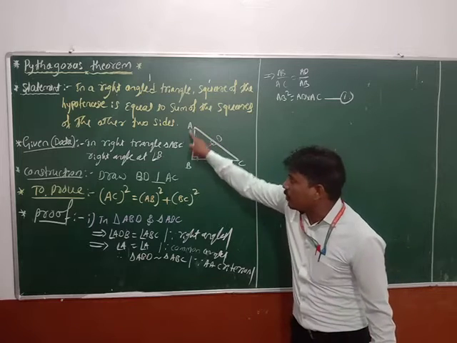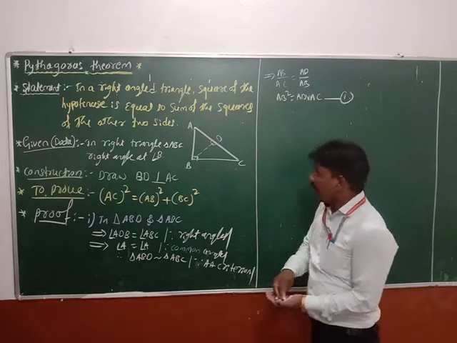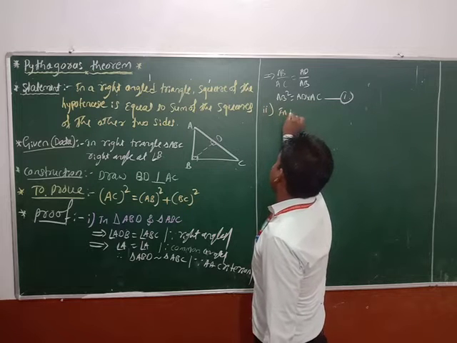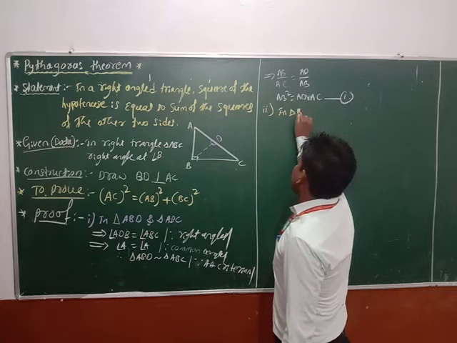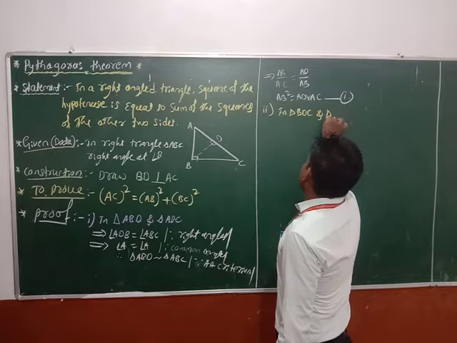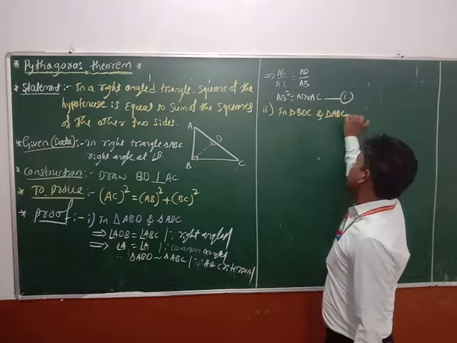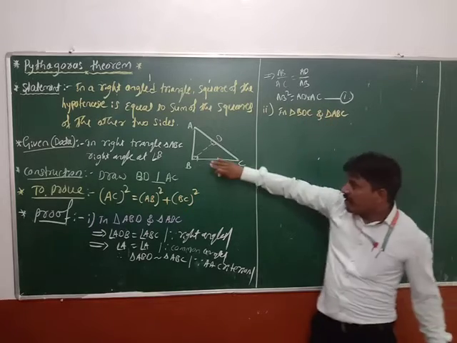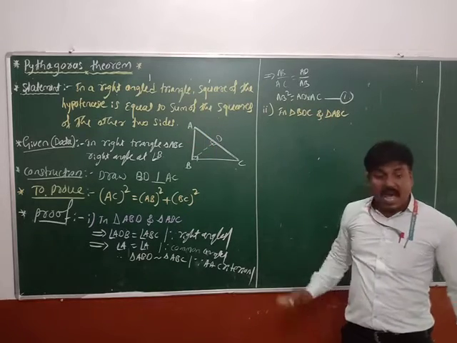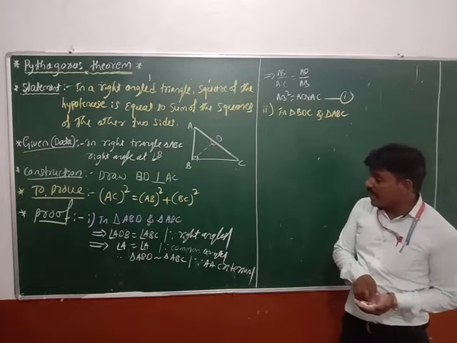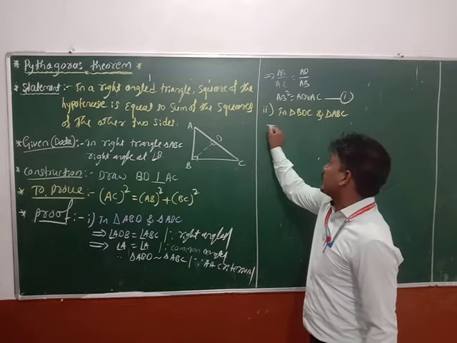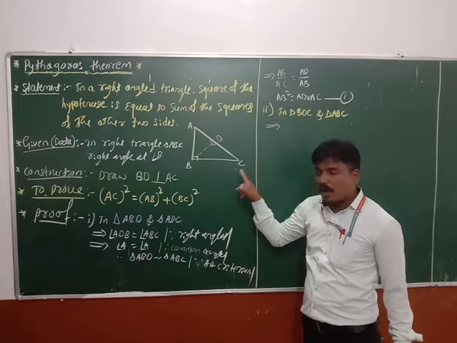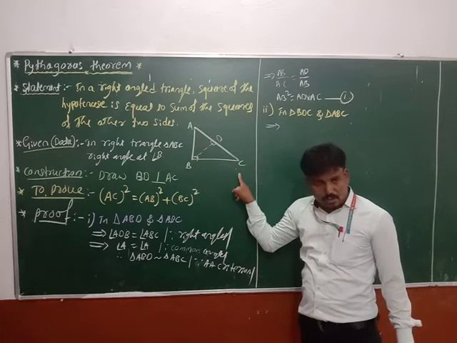Again, next, you can consider one more triangle: first one small triangle and the whole triangle. In the second form, triangle BDC and one more, the whole triangle ABC. Again, are the two triangles similar or not? Again, the AA criterion. In triangle BDC and triangle ABC, the two triangles are similar.